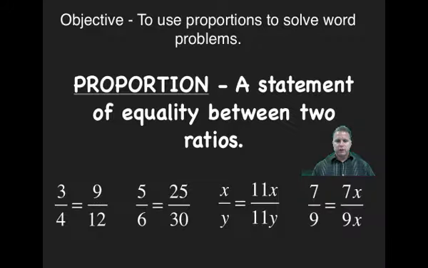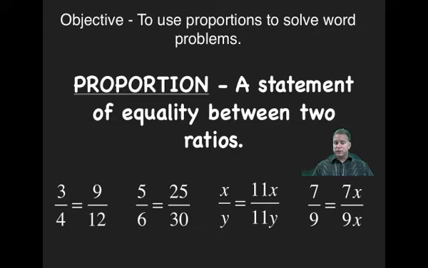So our objective today is to use proportions to solve problems. A proportion is a statement of equality between two ratios. An example could be 3 over 4 is equal to 9 over 12. That's a proportion. If you cross multiply, you'll get the same number.